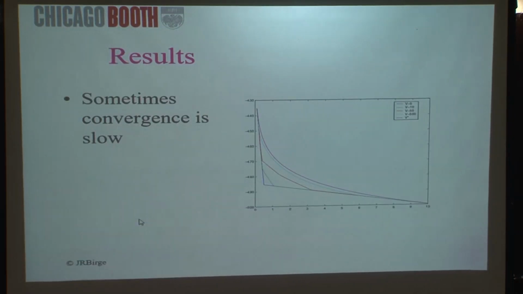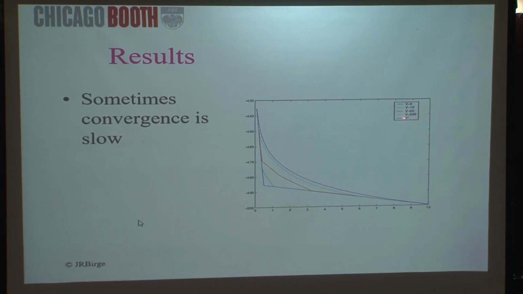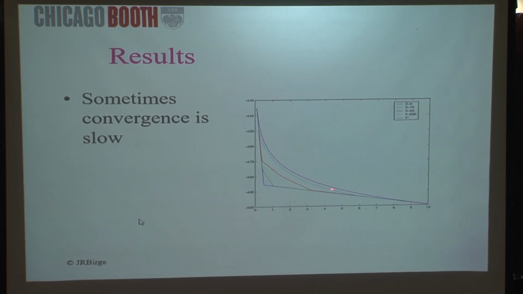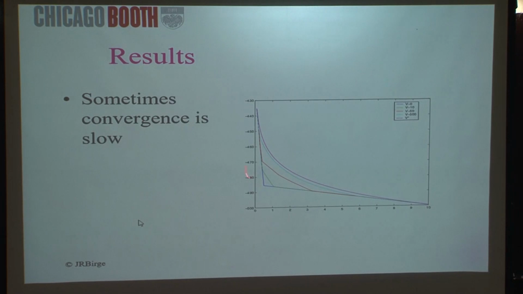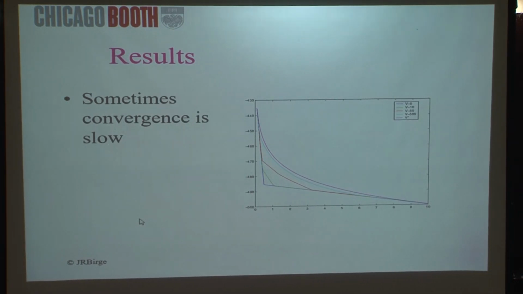Although sometimes it takes a while. So sometimes you're adding cuts, adding cuts, adding cuts. This is like 100, and I'm still not exactly fitting the value function here. Here, I guess that's up to whatever it is, 500. So sometimes it takes a lot of cuts, but the method does converge.